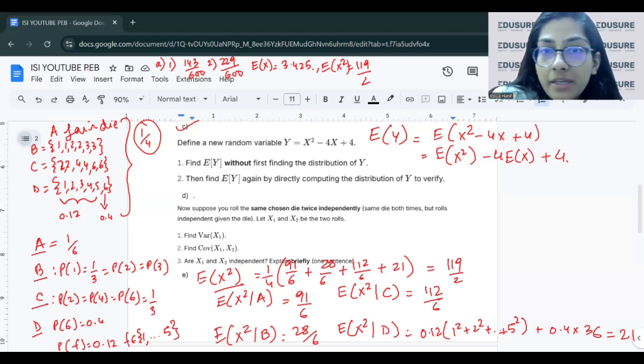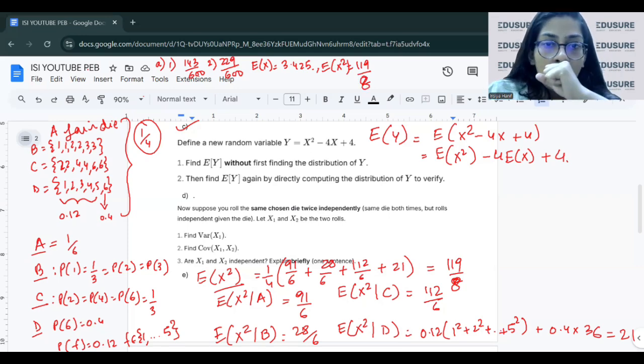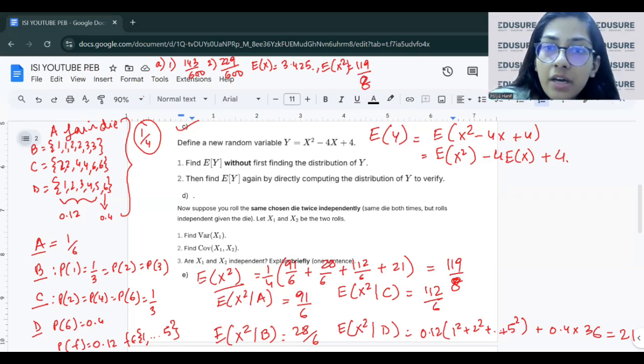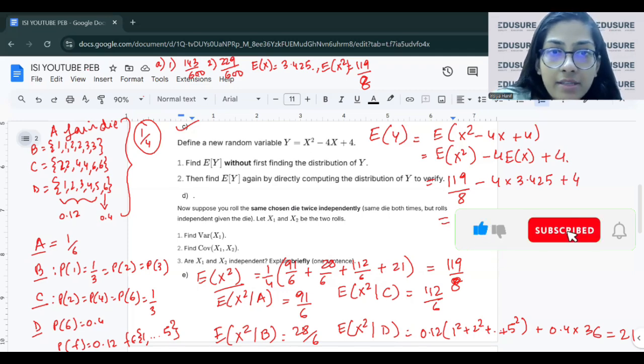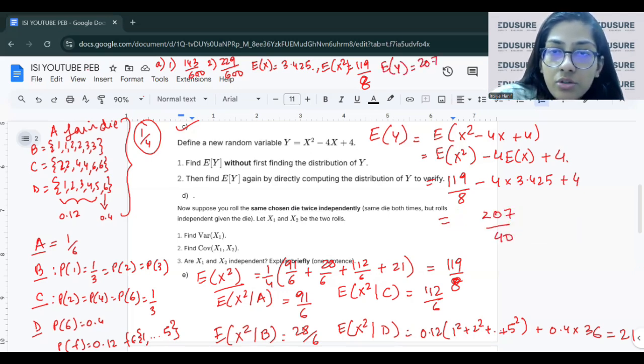ओके तो ये आपका 119/8 हो रहा है. 119/2 नहीं, this will be 8. ओके so आपका एक्सपेक्टेशन भी आ गया. So now you can put the values here. So 119/8 minus 4 into 3.425 plus 4 is going to give you expectation of y. So that is coming to be, अगर हम इसे fraction में convert करते हैं, basically, so this will become 207/40. Okay, so expectation of y is equal to 207/40.